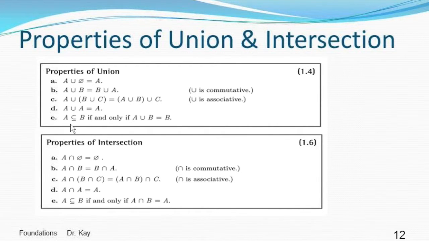And then there's this final one. A is a subset of B if and only if A union B is the same as B. So you need to think about that for a minute. And similarly, A is a subset of B if and only if A intersect B is the same exact thing as A.